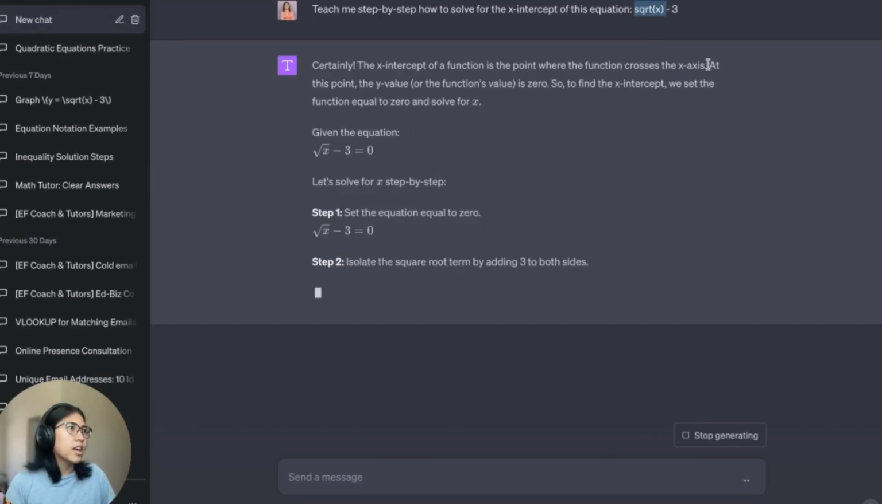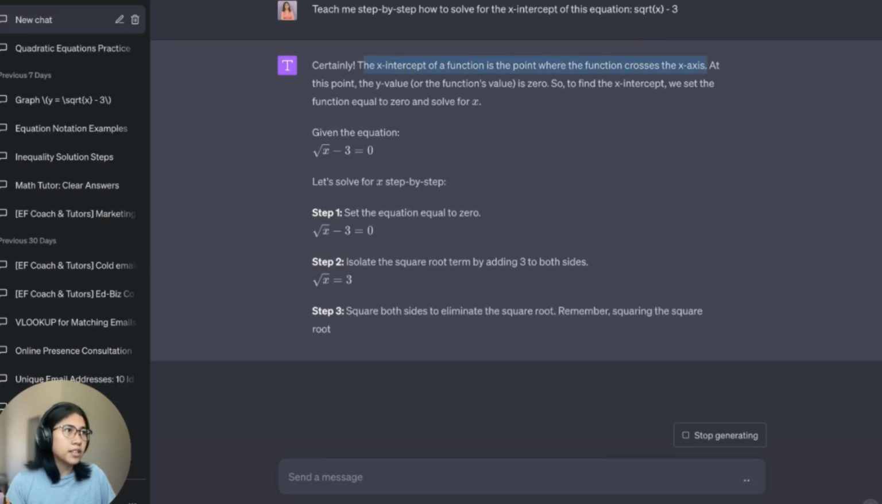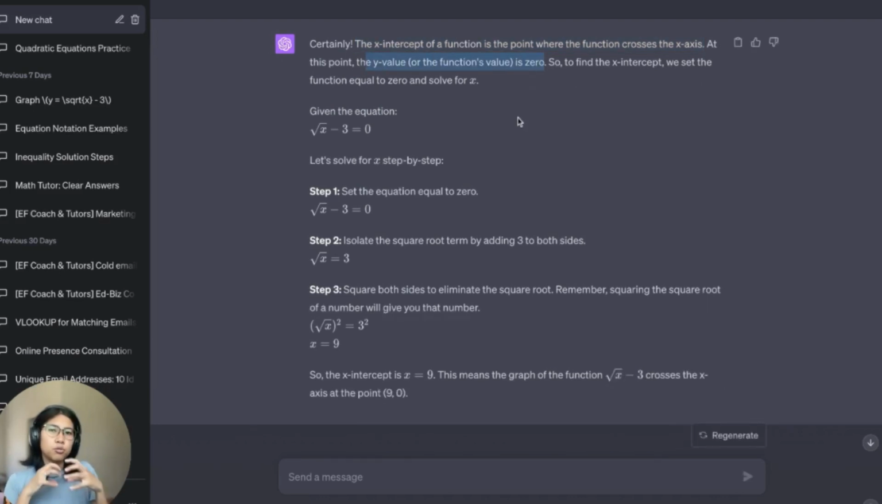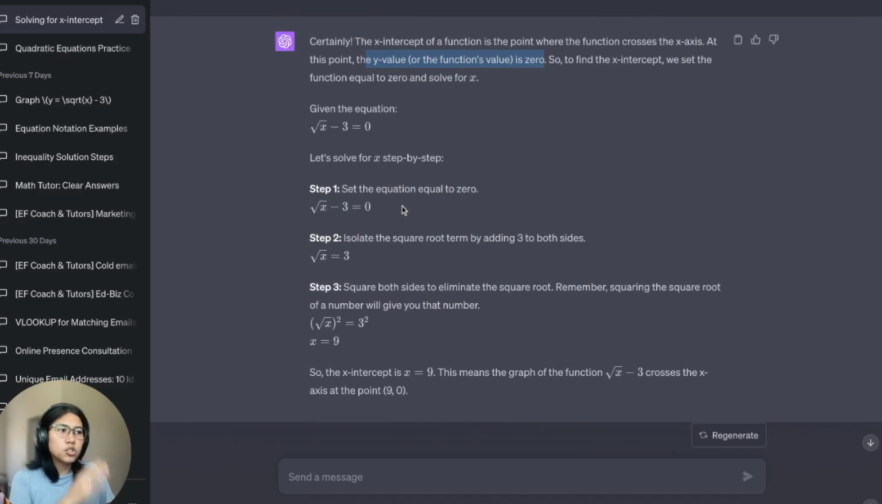First of all, it's telling us what the x-intercept is, which is where the function crosses the x-axis, and it's telling us that the y value is also 0. So taking in these key concepts, it's now telling us step number 1, step number 2, and step number 3. And once you read this, the next thing that you can do is ask ChatGPT to give you 5 problems like this and see if you can solve it on your own with these steps.